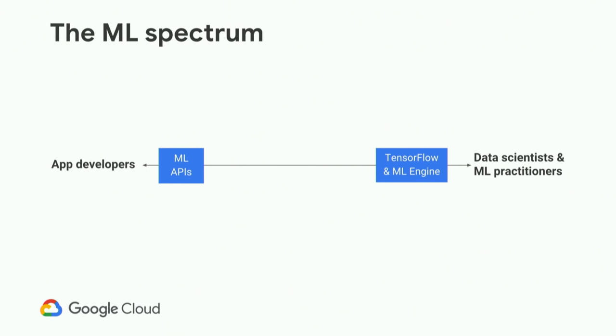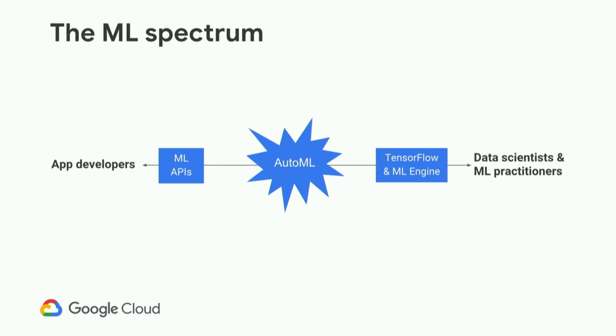I want to revisit the ML spectrum that I covered in the beginning. Remember that on the left-hand side, we have products targeted towards app developers, machine learning APIs. These are pre-trained APIs. You can't customize them at all, but they're very easy to get up and running with. On the other side of the spectrum, we have products targeted towards data scientists and machine learning practitioners. These allow you a lot more flexibility in building a custom model trained on your own data set. So this is what the spectrum looked like until just a couple of months ago.